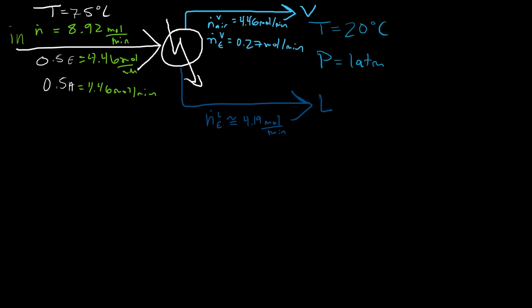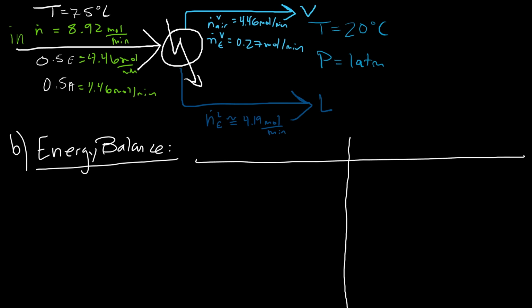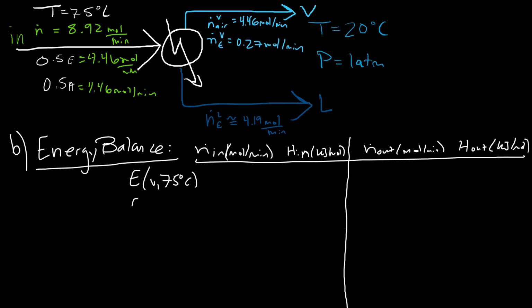Okay, so if you guys remember from last video, we solved for the molar flow rates of the vapor and liquid streams. So we're going to put this all together in the energy balance. But first, we need to draw our table. And so a table is a good way to keep track of all of your molar flow rates and all of the enthalpies that you need to solve for in your energy balance. So let's just go ahead and complete the top part of the table and then start filling out the species.